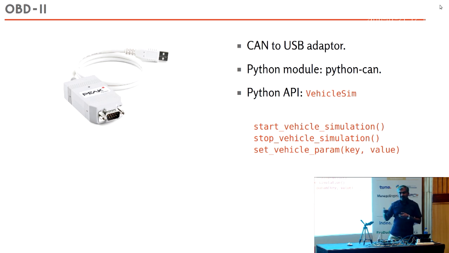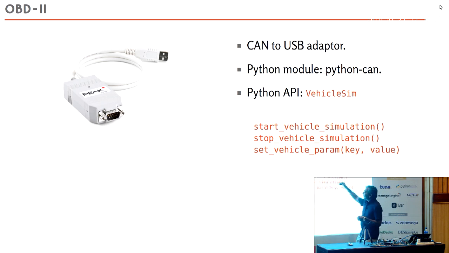It is going to send CAN messages to the cluster to simulate a vehicle's messages. So we have these functions implemented: start vehicle simulation, stop vehicle simulation, and also set vehicle parameters. You can set various parameters like odometer parameters or speed parameters and so on. So that's the API that we built on top of this. In Python, we have a Python CAN module that can be used for interacting with devices like a CAN to USB adapter. That's something already available in Python, and we're building on top of it.